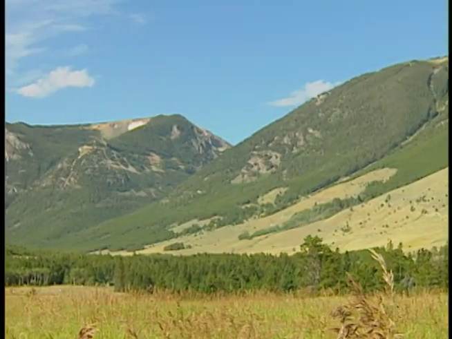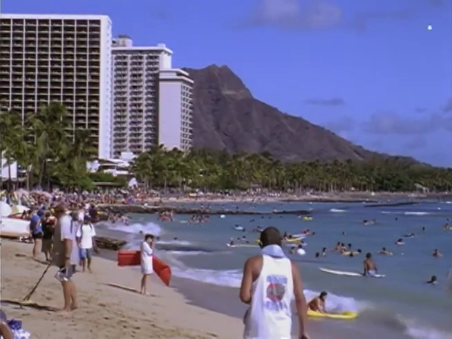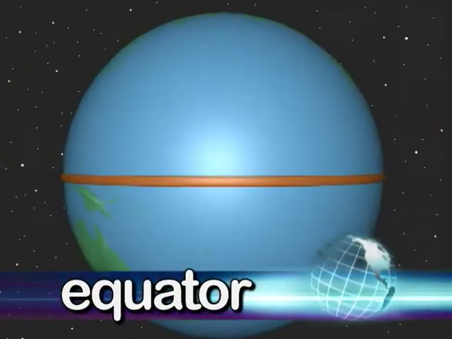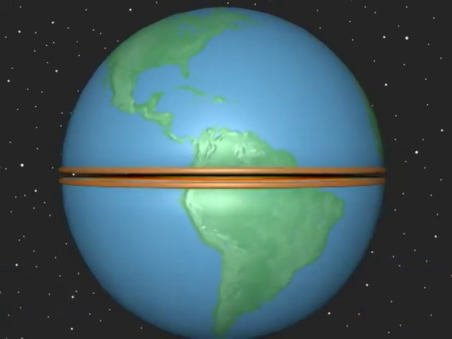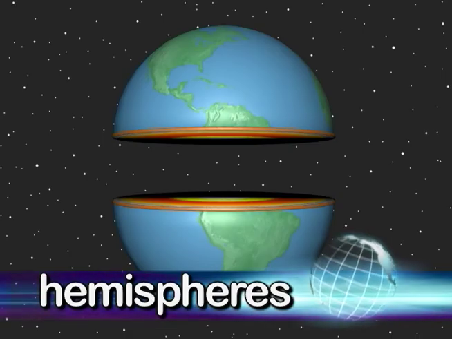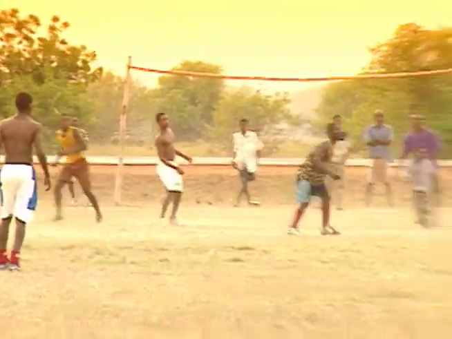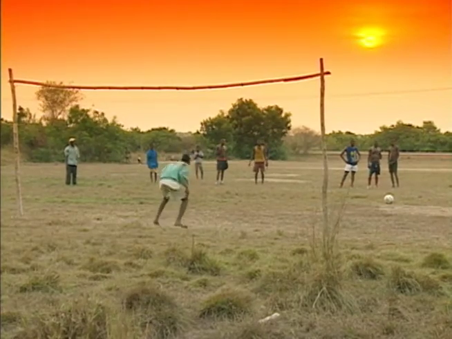Your location on Earth helps determine your climate. If you live near the equator, you probably live in a very warm climate. The equator is the imaginary line that lies in the middle of the tropical zone. The equator divides the Earth into two halves, or hemispheres. Places near the equator are warmer because the sun shines directly over the equator more than anywhere else in the Earth.